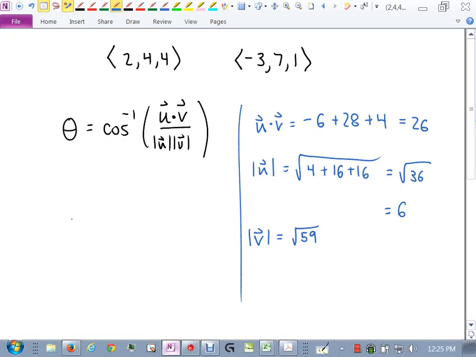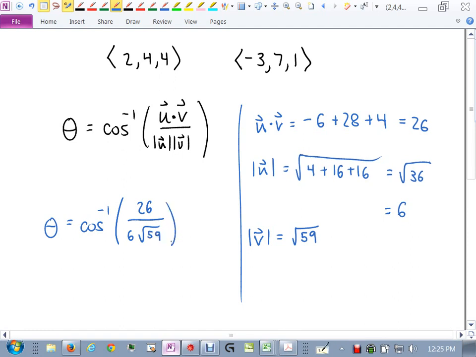So now I'm going to come over here and say theta is equal to arc cosine of u dot v, which is 26, over 6 root 59. And then break my calculator out and compute it. Well, actually, I'm not going to. You're going to. You just have to make sure you understand what mode you're in, so that when you write your answer, you tell me degrees or radians. If it's degrees, you need to put the symbol. If it's in radians, you don't have to put the unit.